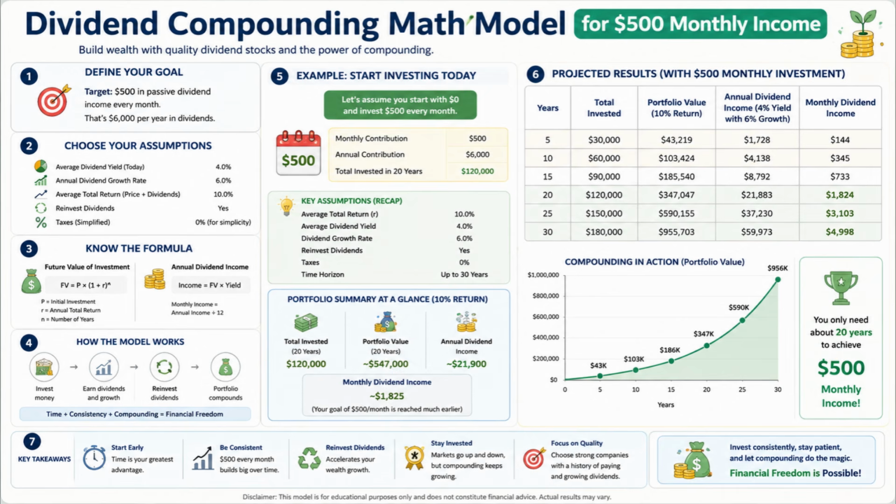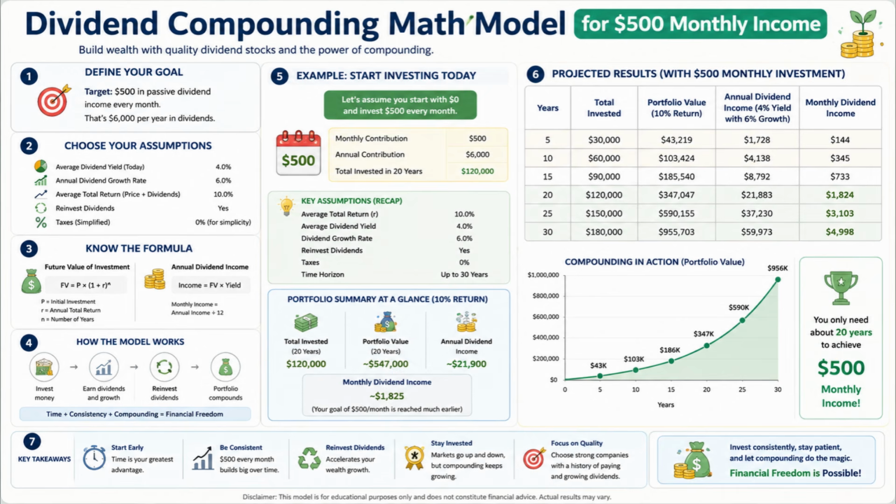As the compounding effect becomes stronger, the portfolio may reach approximately $185,540 after 15 years. At this stage, the model projects annual dividend income of about $8,792, or approximately $733 per month. This means the original $500 monthly income target may be reached somewhere between the 10-year and 15-year projections under these assumptions. Continuing further, after 20 years, the investor may have contributed $120,000, while the projected portfolio could reach approximately $347,000.